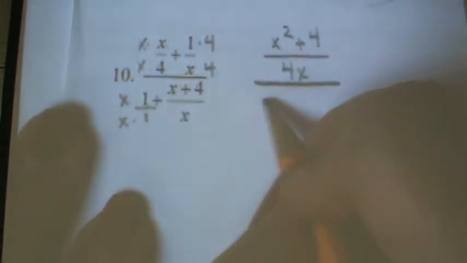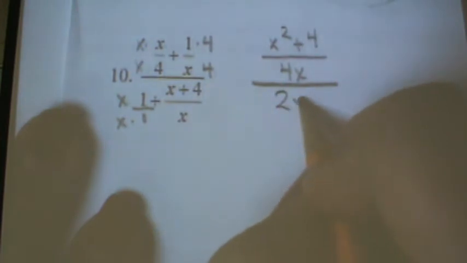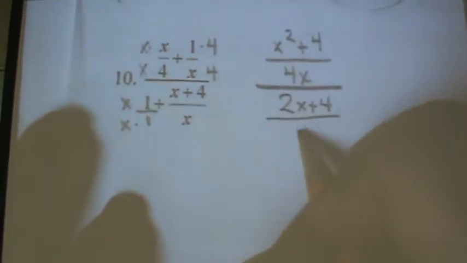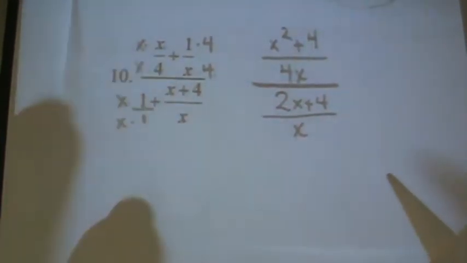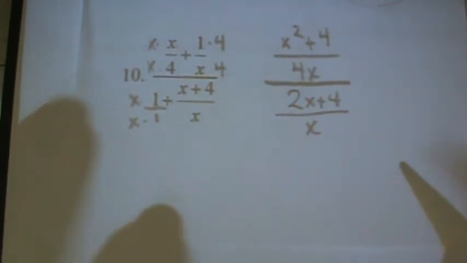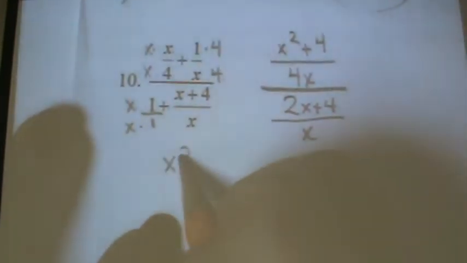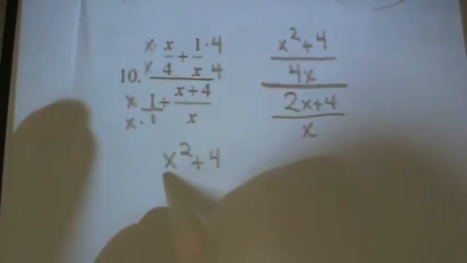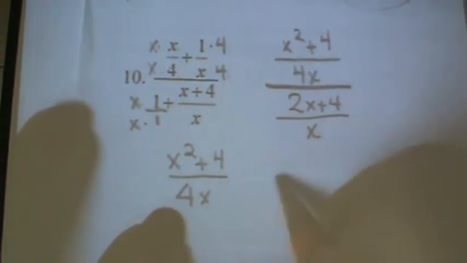How about the bottom? Multiply both sides by x. Yep, so you have x plus 4. What is x squared plus 4. What's x plus x? X plus x is 2x. 2x plus 4 over x. And then you just flip it.